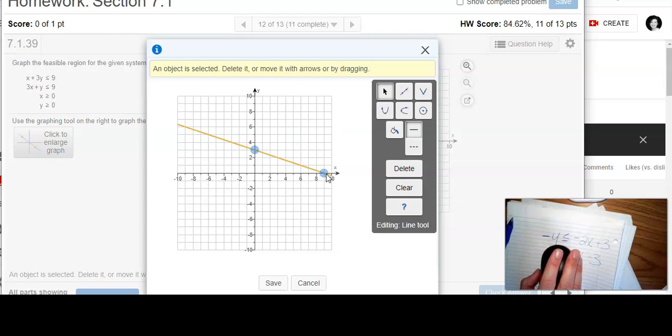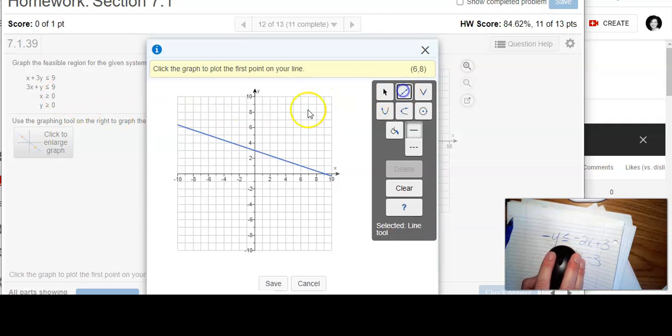Okay, oh, I know what we can do. So on the second line, 3x plus y. I'm going to zero out x. Y is 9. Okay, zero out x and y is 9. And then zero out y and x must be 3.